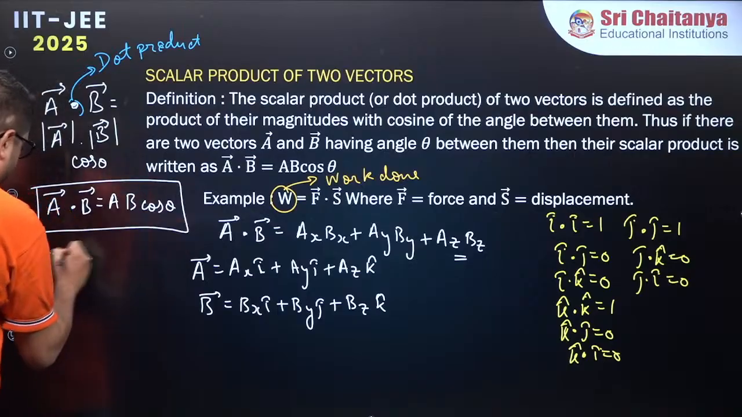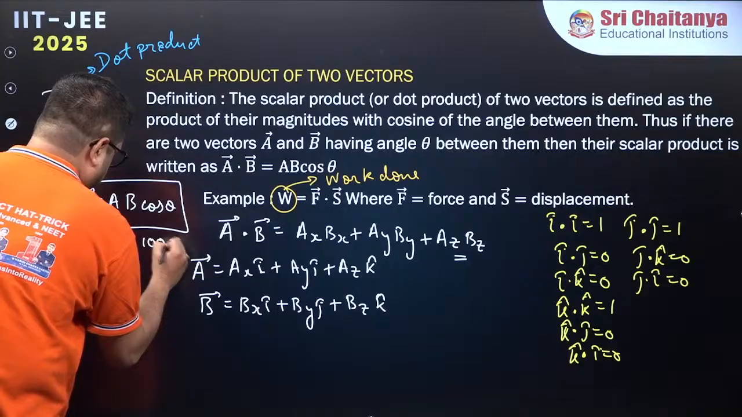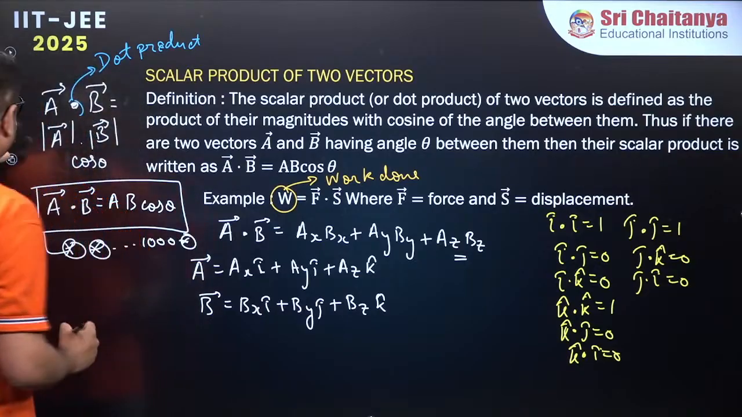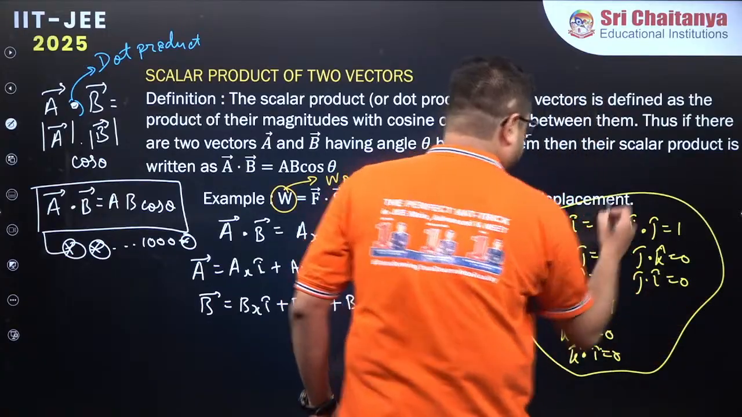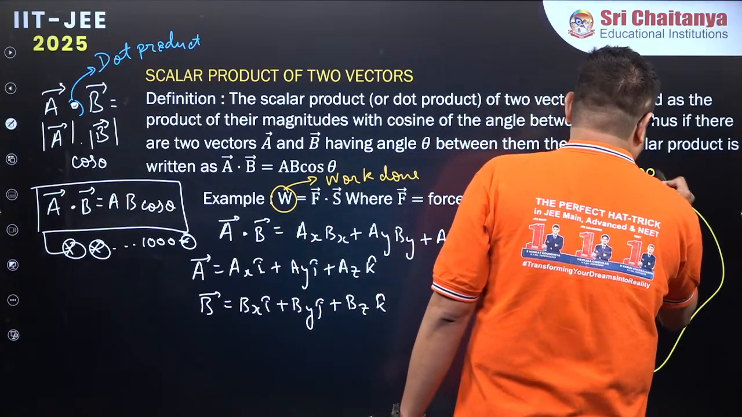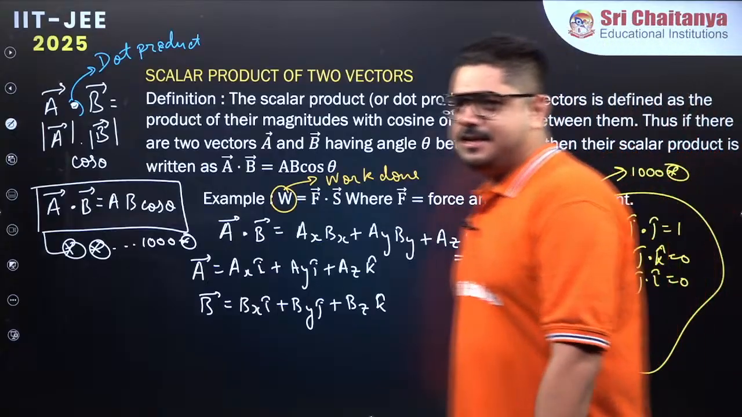So this is also a 1000 stars worth equation. Of course, this was supposed to be a 1000 stars worth equation, isn't it? I hope it's clear. If yes, give a thumbs up.